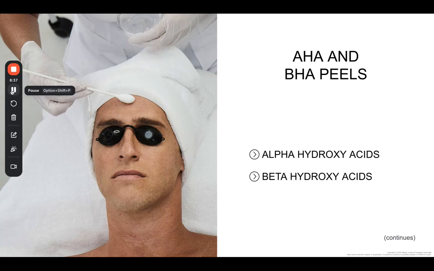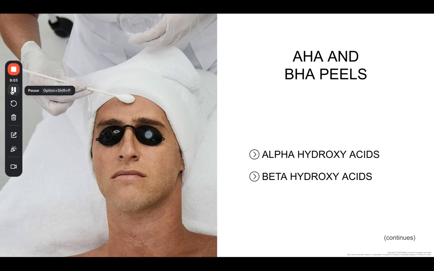All right, so I'll move past that. So our AHAs include glycolic acid. Again, that is the smallest molecular size. Glycolic acid is going to penetrate the most out of all alpha hydroxy acids. Glycolic acid is derived from sugarcane, and it is the strongest alpha hydroxy acid. Okay, alphas are the strongest.